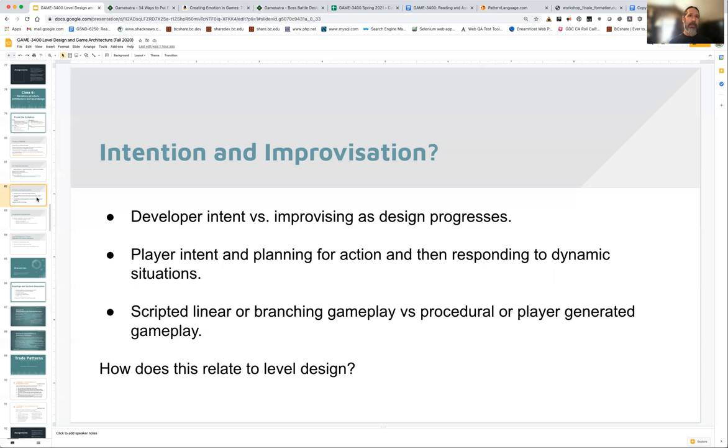Player intent and planning for actions versus responding to dynamic situations. So if you're a player, is the level readable? Do you look at the level that you're playing through, look out across it, and make a plan for how you're going to proceed? And then are you able to play that out? Versus situations where the level is either unknown to you or changes suddenly, and you have to deal with those kinds of changes. In the second case, the designer is intentionally designing the level to force the player to improvise, right? Versus designing a level that allows the player to plan and then execute on their plan and see how it goes. So those kinds of things can be at odds or support each other.